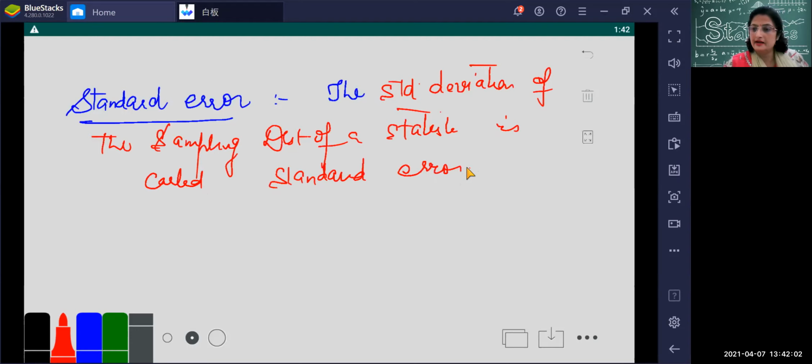यानी स्टैंडर्ड डेविएशन का ही दूसरा नाम स्टैंडर्ड एरर है किस केस में, जब हम स्टैंडर्ड डेविएशन निकालते हैं सैम्पलिंग डिस्ट्रीब्यूशन ऑफ अ स्टैटिस्टिक का. ठीक है जी.